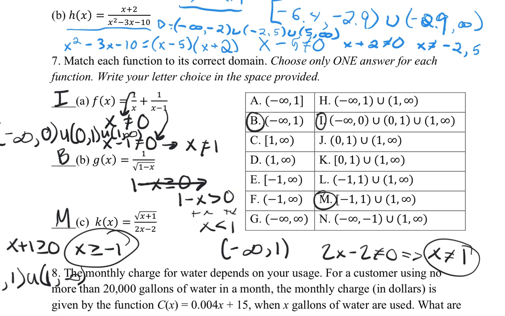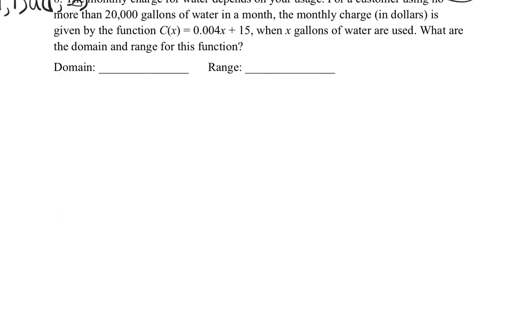And that's problem 7. Okay, so for problem 8, we got a word problem here. It says the monthly charge for water depends on your usage. For a customer using no more than 20,000 gallons of water in a month, the monthly charge in dollars is given by the function c of x is equal to 0.004x plus 15 when x gallons of water are used. What are the domain and range for this function?